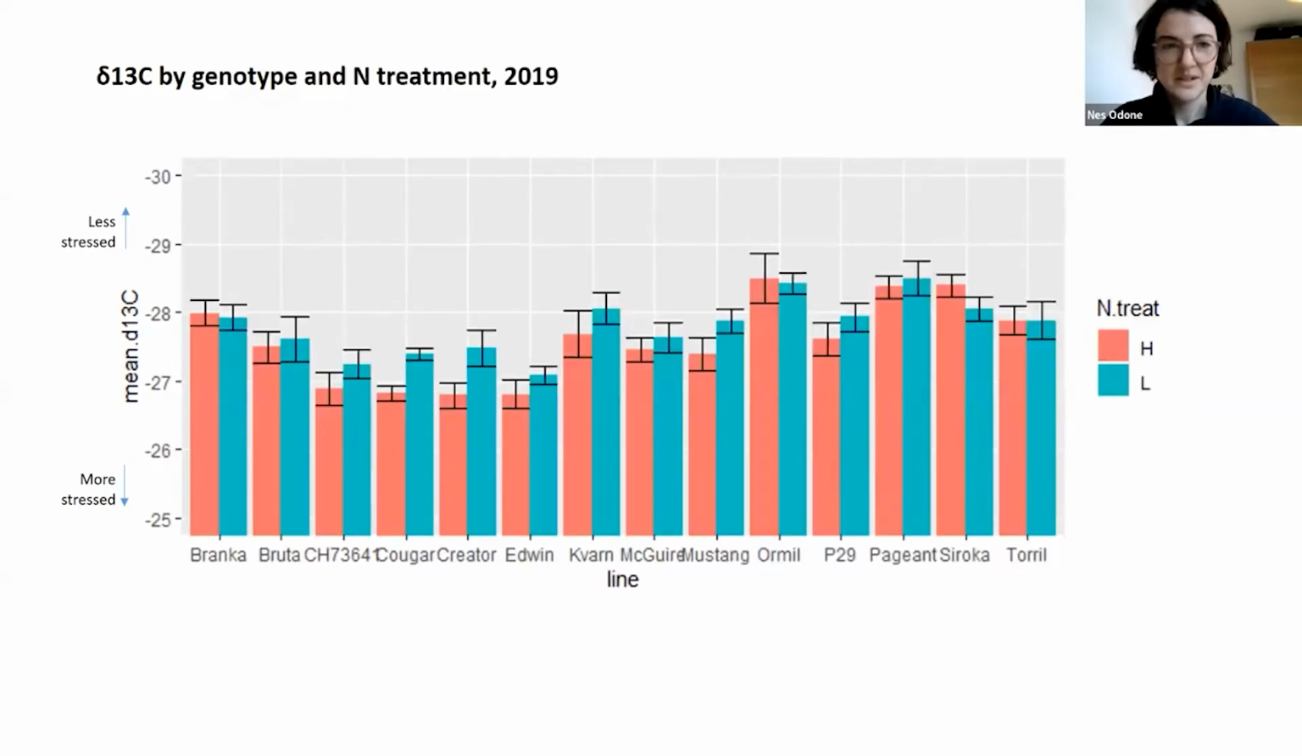And here I've just divided those again into the high nitrogen treatment in red and the low nitrogen treatment in blue. And you can see that generally, it seems like the low nitrogen treatment actually has less stress, which is what we would expect, because the low nitrogen treatment generally have less growth and therefore less demand for water.